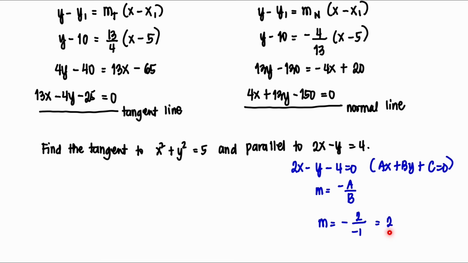It's positive, it is inclined to the right. So, since the slope of 2x minus y equals 4 is positive 2, and the tangent line is parallel to this line, if they are parallel, they have the same slope. Therefore, the slope of the tangent line is equal to 2.